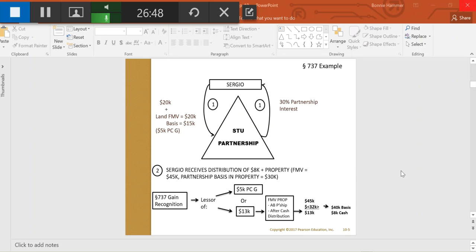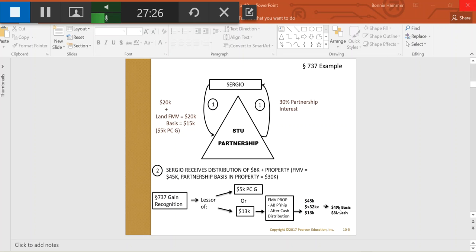So now what we have to do is do that calculation that I did. And what his 737 gain is going to be, that he's going to recognize, is going to be the lesser of the $5,000 PC gain, which is this amount right here, or $13,000, which is basically defined as the excess of the fair market value of the property that's distributed over his adjusted basis in the partnership interest after reducing that basis by any cash that he gets distributed.